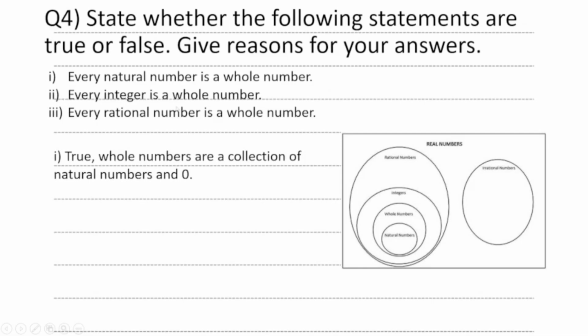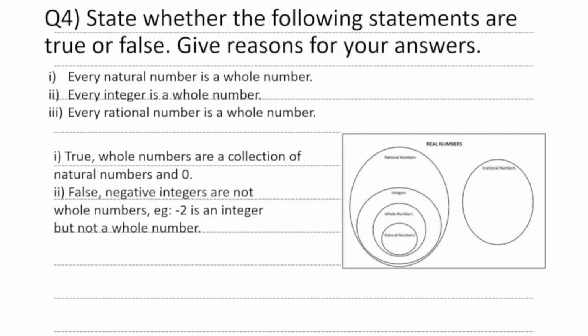If we look at the second part, every integer is a whole number. If you look, the collection of integers is bigger than the collection of whole numbers, and not every integer, like negative 2, is a whole number. So this statement would be false, as negative integers are not whole numbers. For example, negative 2 is an integer but not a whole number.